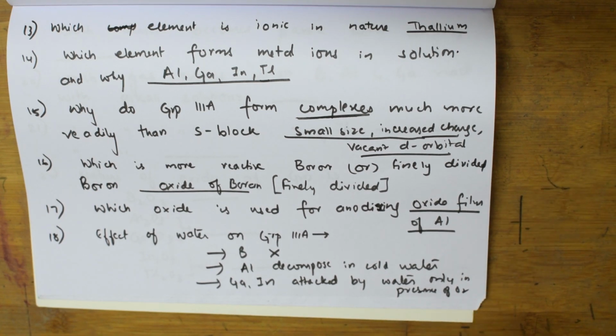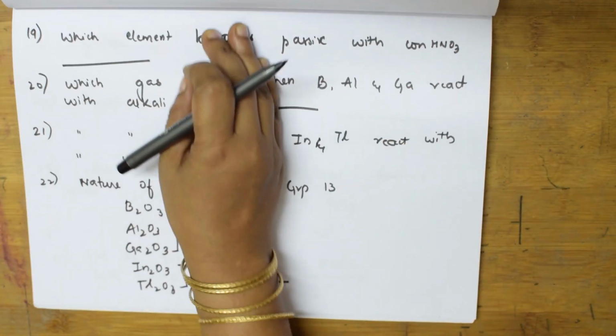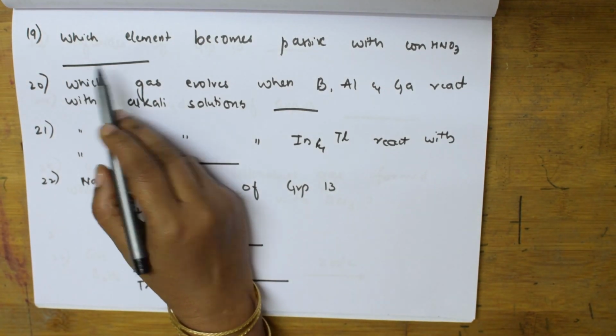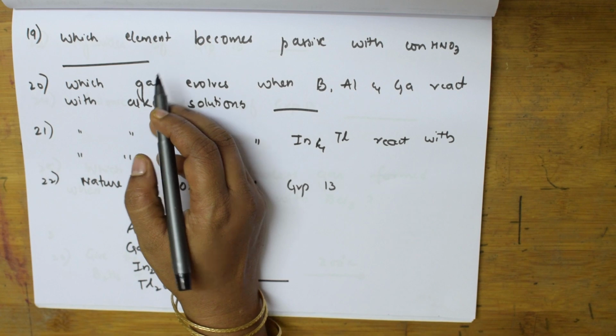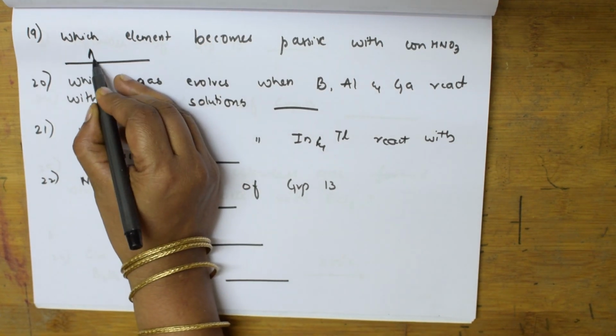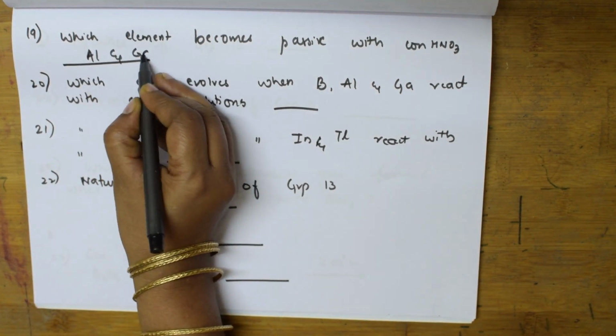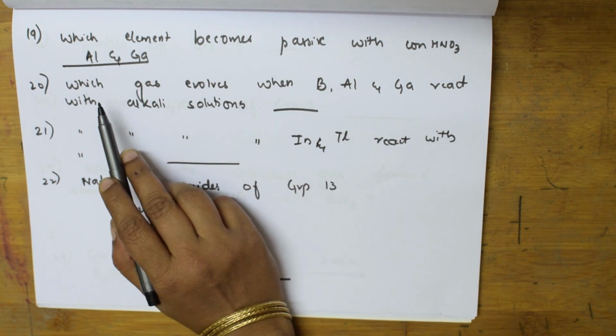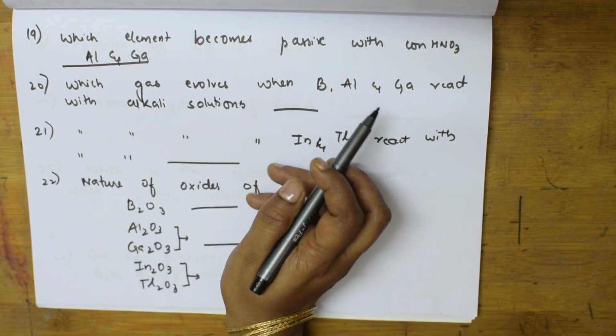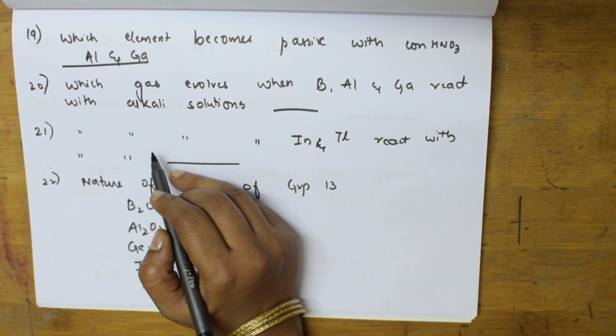Right. Now let us see the next question, students. Which element becomes passive with concentrated nitric acid? The elements which become passive with concentrated nitric acid are aluminium and gallium. Remember, not boron, indium or thallium. Done. Next, which gas evolves when boron, aluminium and gallium react with alkali solutions?